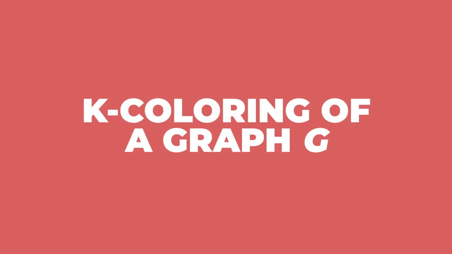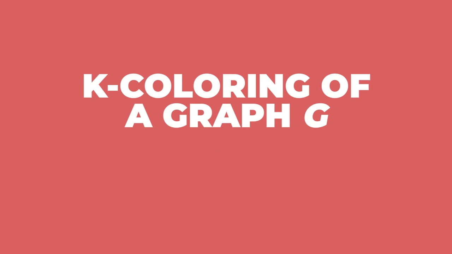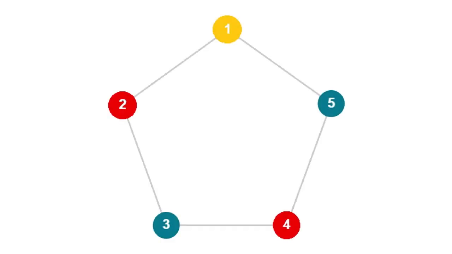The K-coloring of a graph G is a vertex or edge coloring that assigns each vertex or edge of G with one of the K possible colors. If graph G can be properly colored using the K colors, then G is a K-colorable graph. For example, the given graph has 3 colors, red, yellow, and blue, which denotes K is equal to 3. Since it is also a properly colored graph, we can say that the graph is a 3-colorable graph.